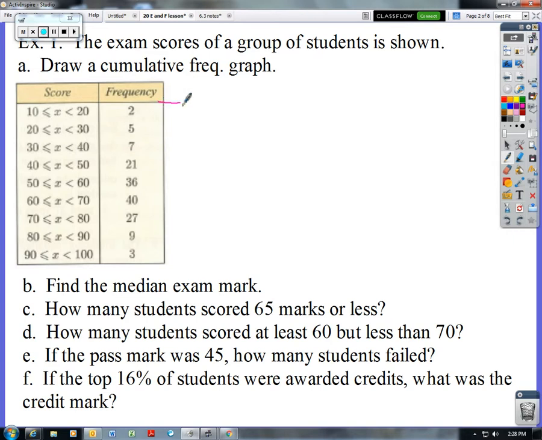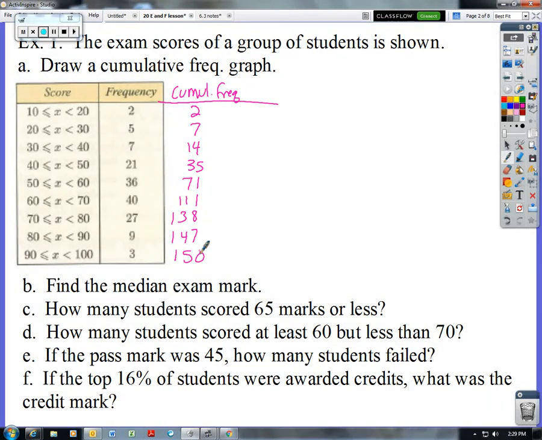So right here, I'm going to add a column, cumulative frequency. And I think we've already done these. So the first one is 2, and then you add 2 plus 5 and get 7. 7 plus 7 is 14, plus 21 is 35. And that's going to be 71, 111, 831, 941, and 3 is 150. So that tells us that we have a total of 150 scores, or 150 students.